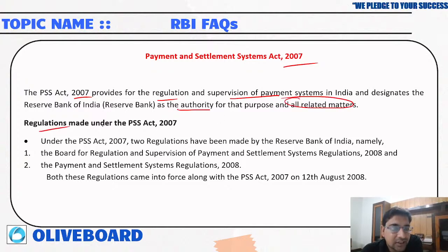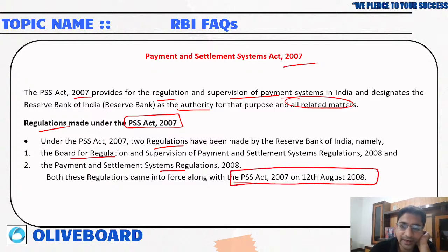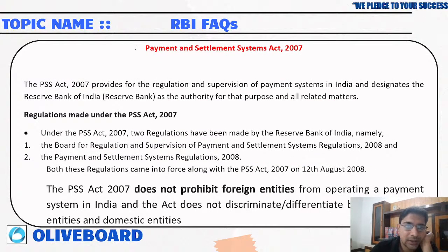So what are the regulations that have been made under the Payment and Settlement Act of 2007? Okay, 2 regulations have been made. First is the Board for Regulation and Supervision of Payment and Settlement Systems. Both the regulations came into force on 12th August 2008. Okay. Now, the Payment and Settlement Act of 2007 provides for regulation and supervision of payment systems in India and designates the Reserve Bank of India as the authority for the purpose. Under PSSA, so this we have already done.